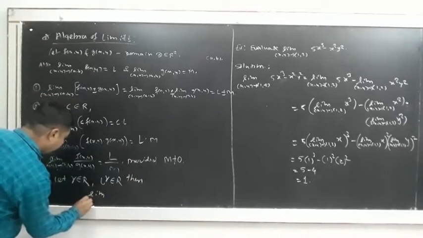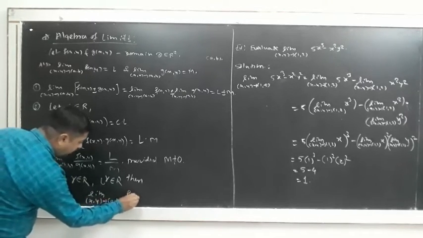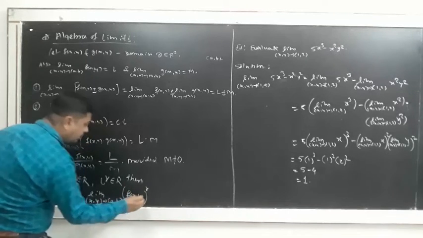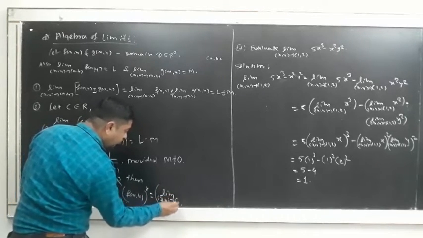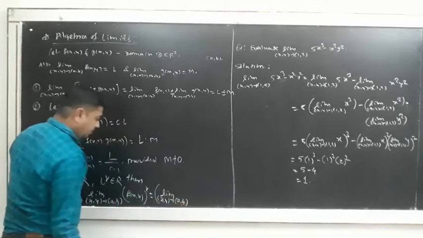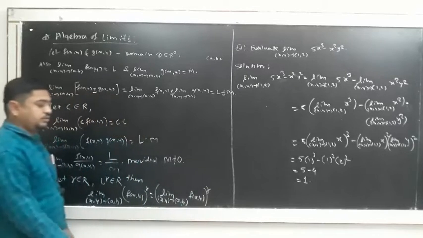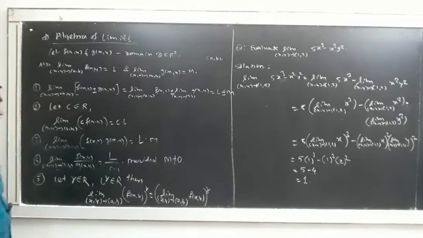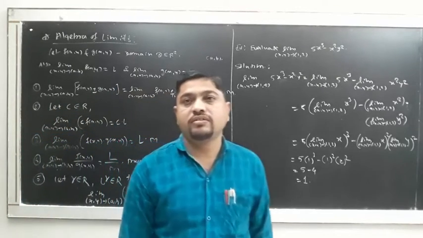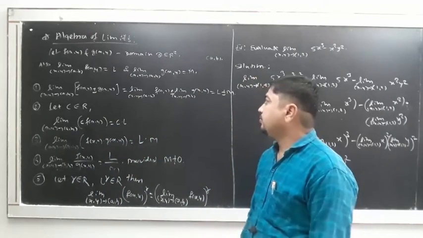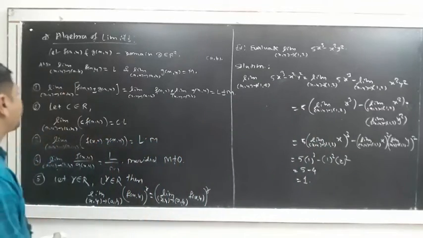Limit (x,y) tends to (a,b) of f(x,y) raised to R is equal to, what can we write? Limit (x,y) tends to (a,b) of f(x,y) raised to R. Okay, so you can solve so many problems on this algebra of limits. Getting this? So we will go for the next theorems.